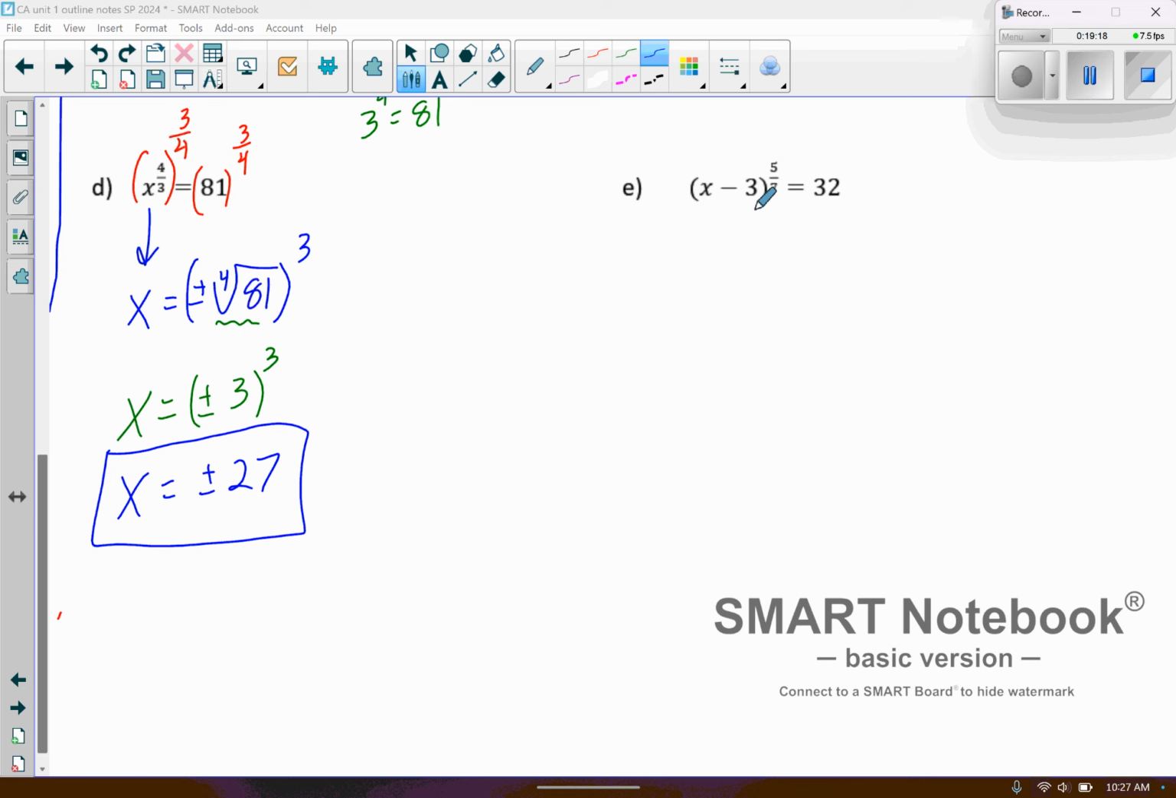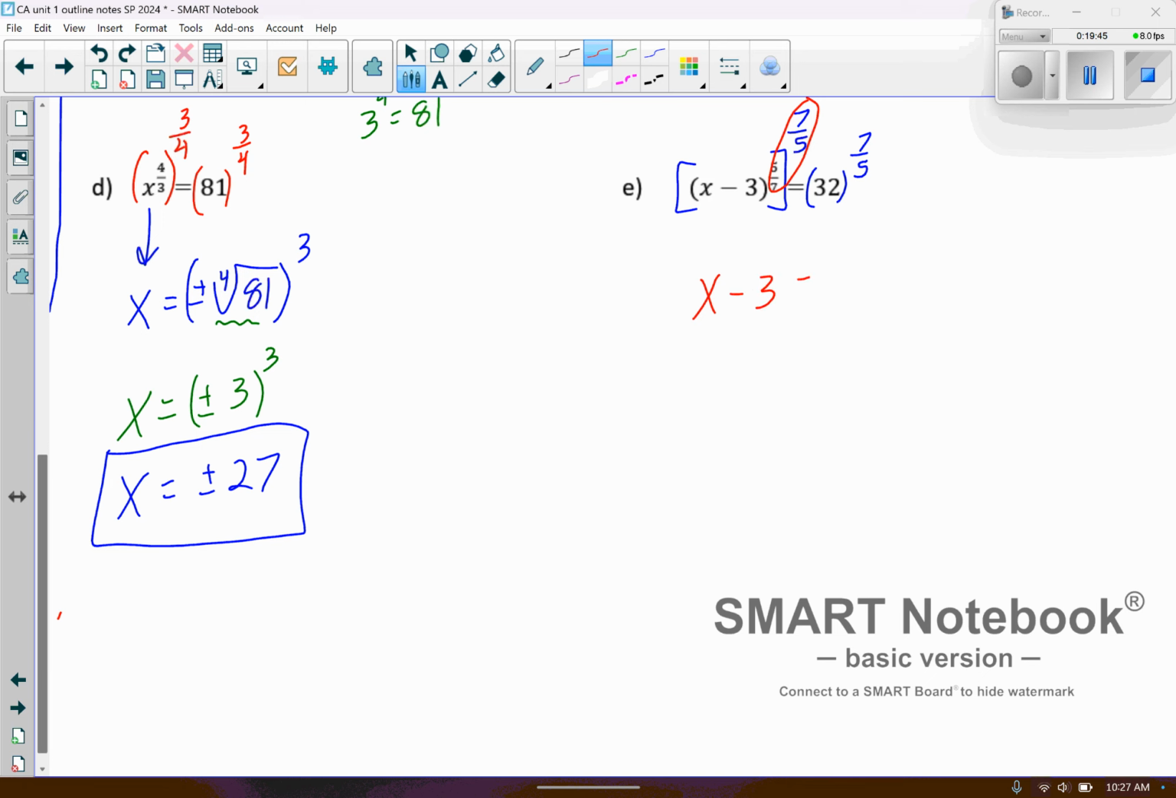Okay, looking at our next one here. This time I have a quantity that's being raised to the power of 5 over 7, but I have to take care of that power first. So what I'm going to do here is raise both sides to the reciprocal, which would be 7 over 5, and then raise this side to 7 over 5. And so that's going to reduce into a 1 right there. So then I'm just left with x minus 3. I can just drop the parentheses.